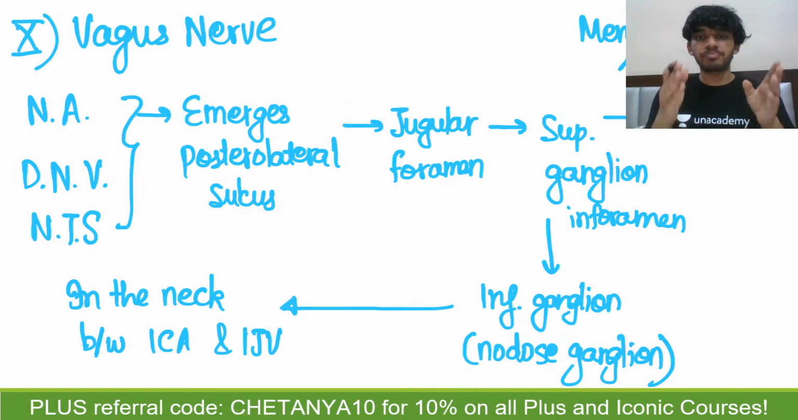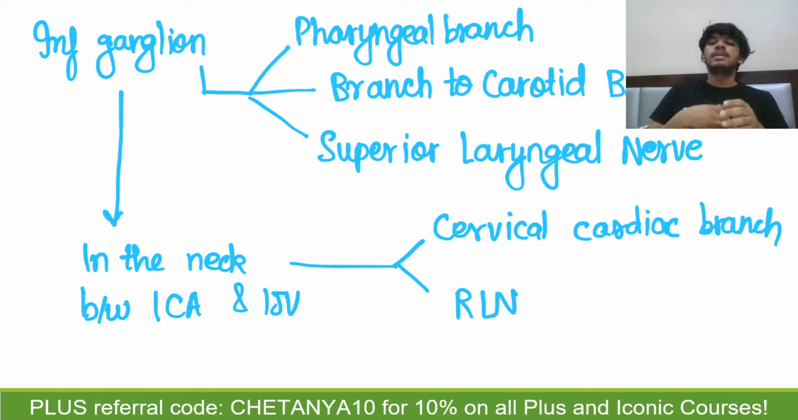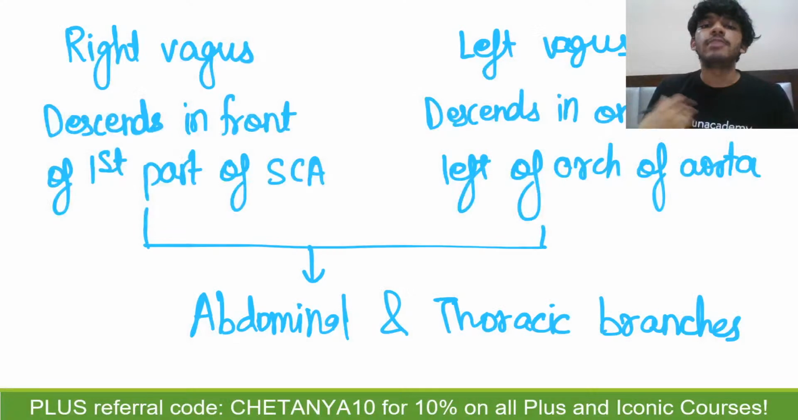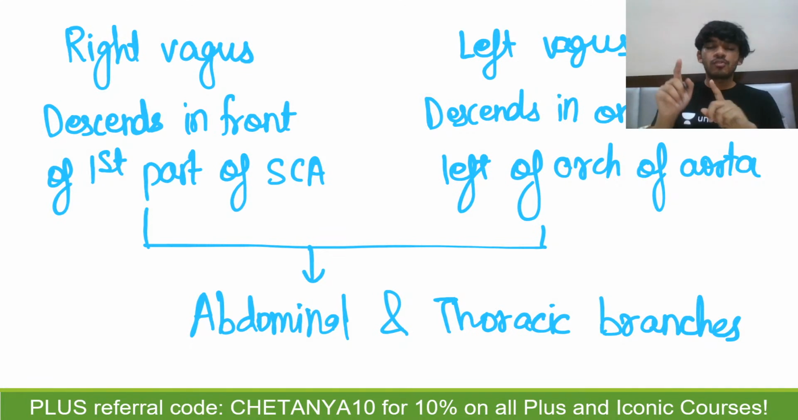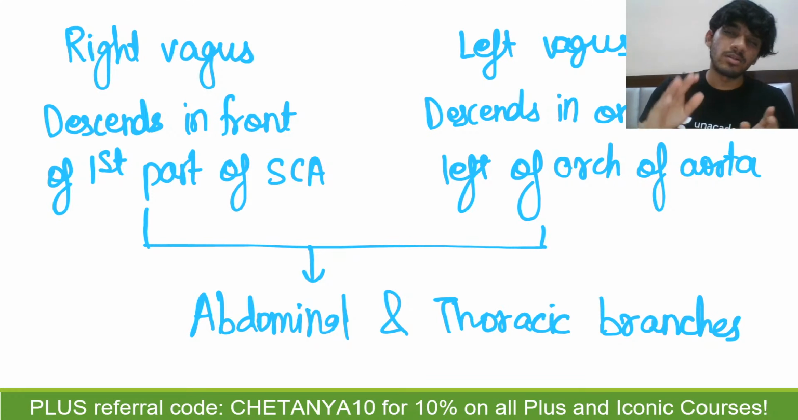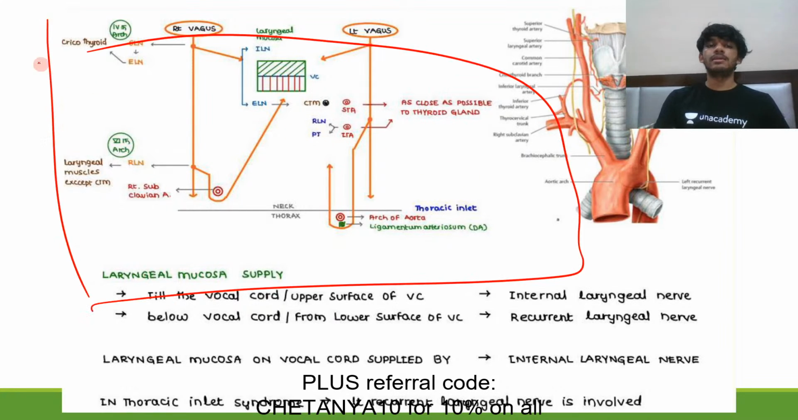Then vagus nerve, jugular foramen, superior ganglion, laryngeal branch, inferior ganglion called the nodose ganglion, moves downward, gives the superior laryngeal nerve, goes to the neck, gives you a recurrent laryngeal nerve. Then we talked about the nerve supply to the pharynx. Remember, right recurrent laryngeal nerve coils around the subclavian artery. Left recurrent laryngeal nerve coils around the ligamentum arteriosum. Right? And this is the supply for the whole larynx.